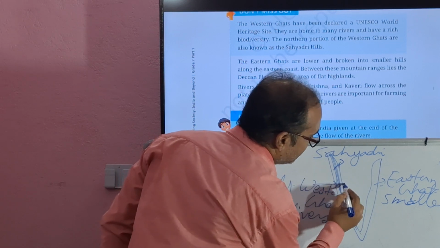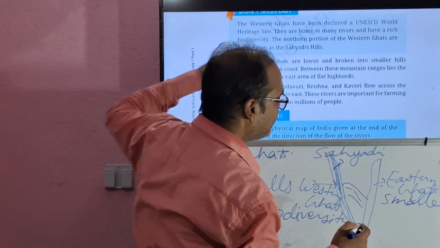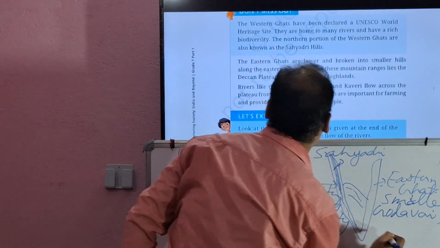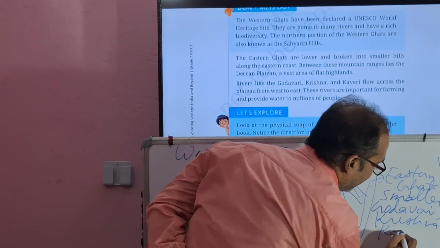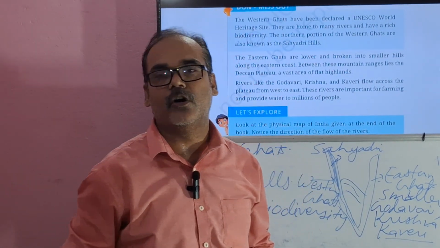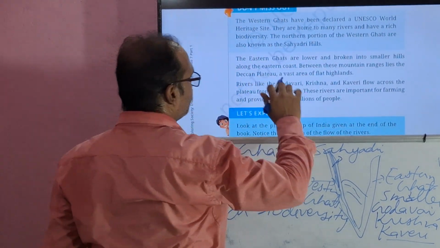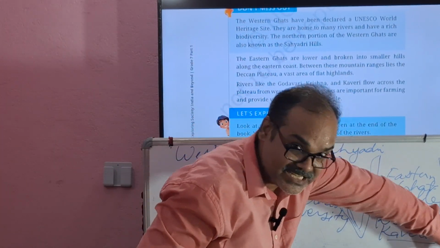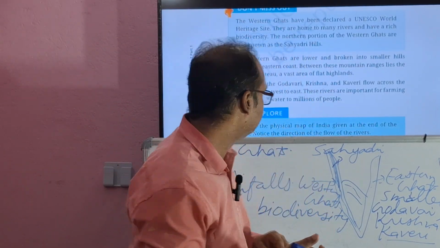Now, this is the western side. So from the western side to the eastern side, what happens? These three important rivers, which rivers? Godavari, then we see Krishna and Kaveri, right? Kaveri, I have already told you that a water distribution problem is going on between the four states, right? Okay. So rivers like the Godavari, Krishna and Kaveri flow across the plateau from west to east. These rivers are important for farming and provide water to millions of people.